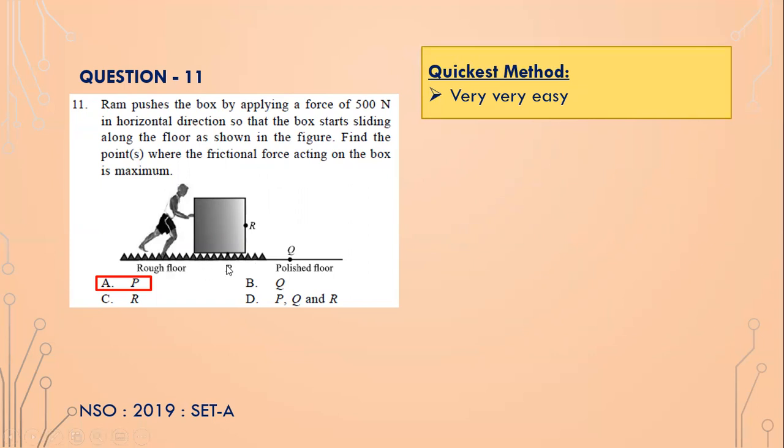So which point will the force be maximum? Rough floor, isn't it? Rough, right? Point P, the frictional force will be maximum. On polished floor, the friction force will be there, but it will be less. But point P, frictional force will be maximum.